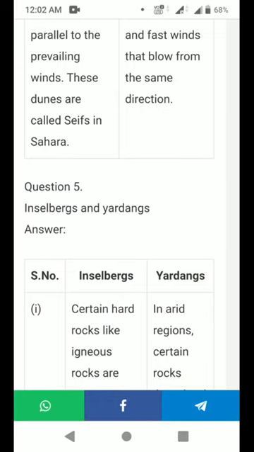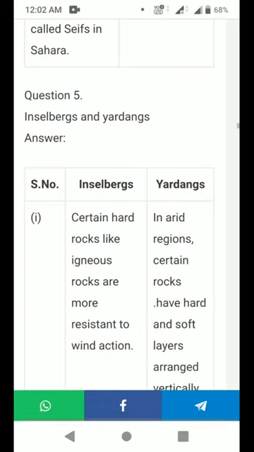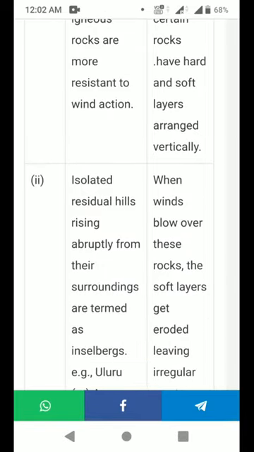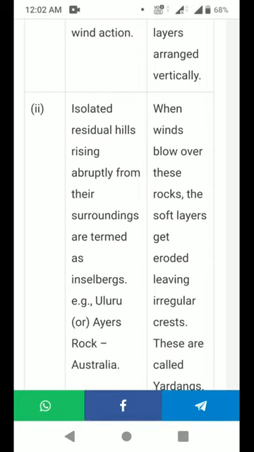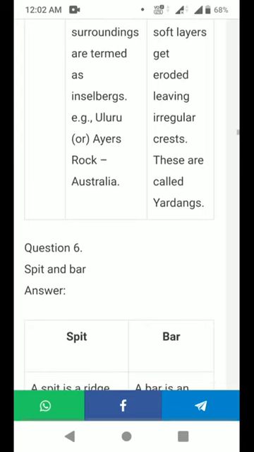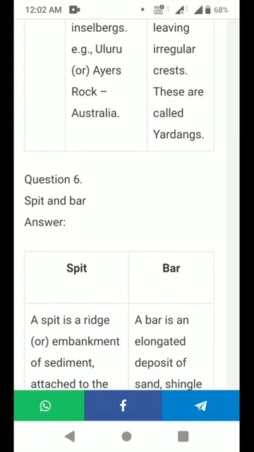Next question, distinguish between inselberg and yardangs. Inselbergs: certain hard rocks like igneous rocks are more resistant to wind erosion. Yardangs: in arid regions, certain rocks have hard and soft layers arranged vertically. Isolated residual hills rising abruptly from their surroundings are termed inselbergs. Example, Uluru or Ayers Rock in Australia. When wind blows over these rocks, the soft layers get eroded, leaving irregular crests. These are called yardangs.